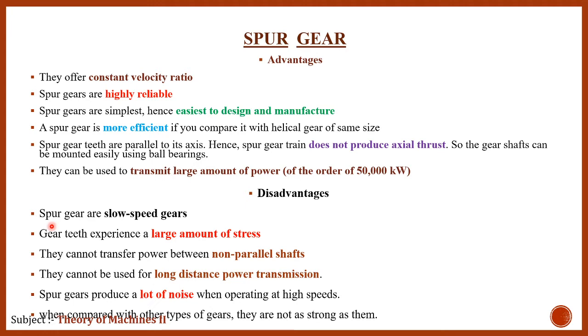Again, the teeth experience a large amount of stress, that also we'll discuss. Again, we can't transmit the motion between non-parallel shafts. They can't be used for long distance power transmission. Spur gears produce a lot of noise, that we already studied, and when compared with the other types of gears, they are not as strong as them. Okay, the second disadvantage of this spur gear.